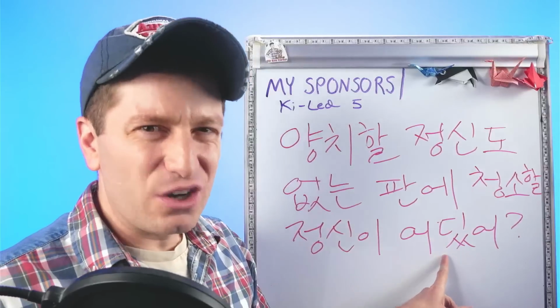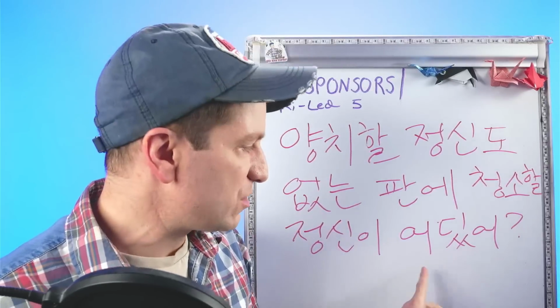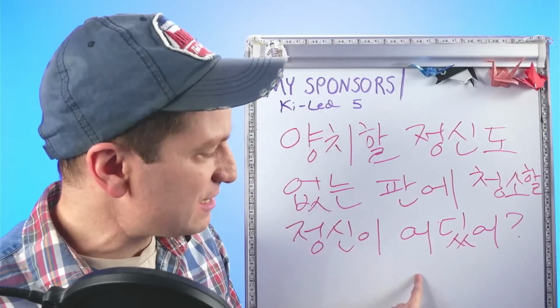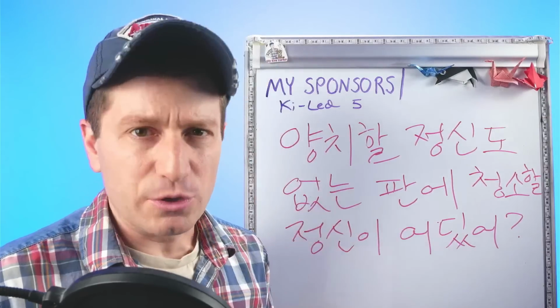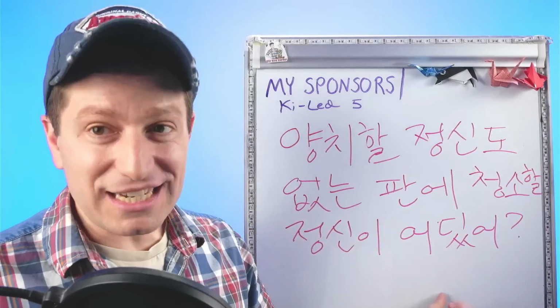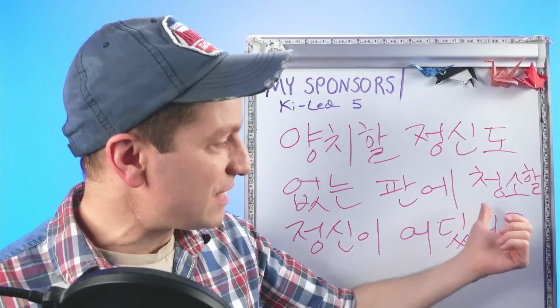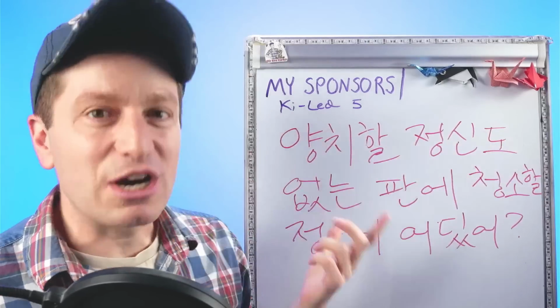어딨어 is actually different than 어디 있어, although it does originally come from 어디 있어. When it's written like this without a space as one word, it actually more means that something is unbelievable. The speaker can't believe something. So something is ridiculous. So that's ridiculous. How could I possibly have the mental energy to do cleaning when I don't even have the mental energy to brush my teeth?